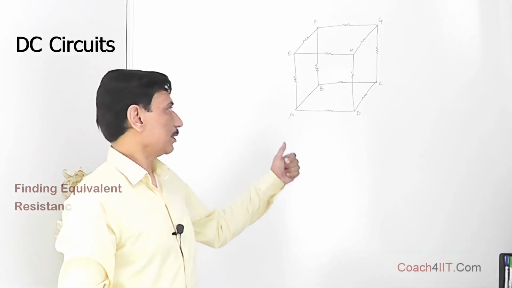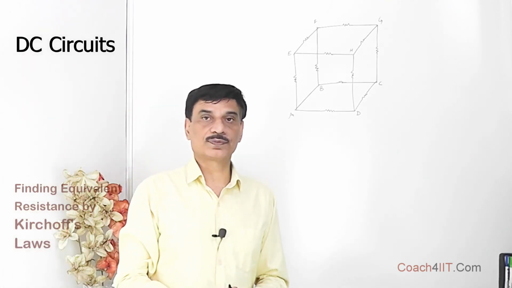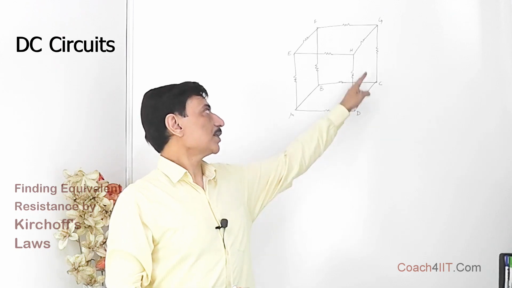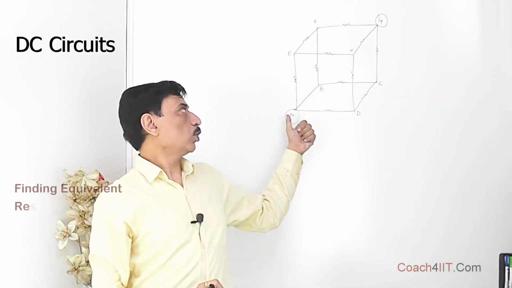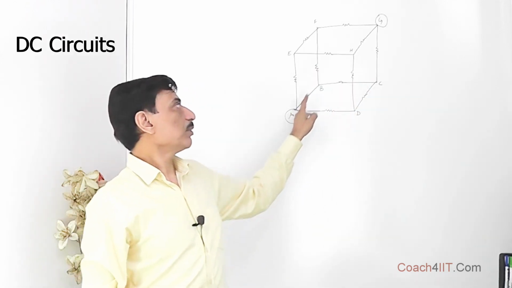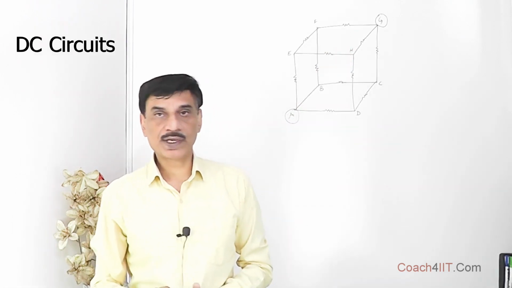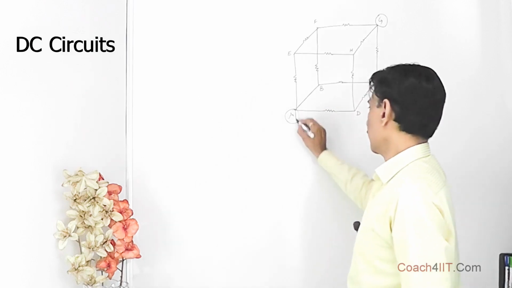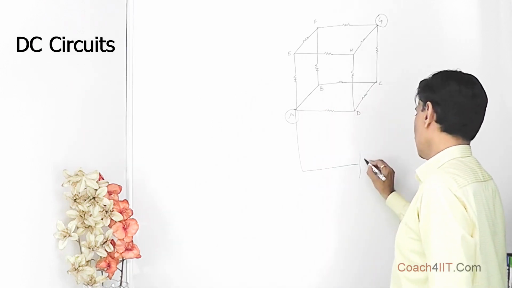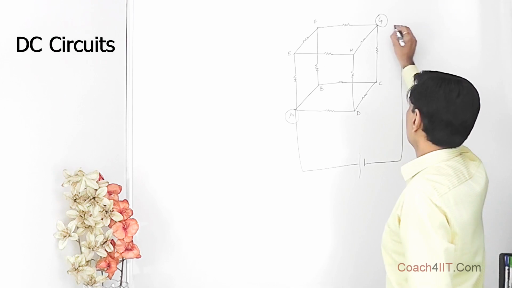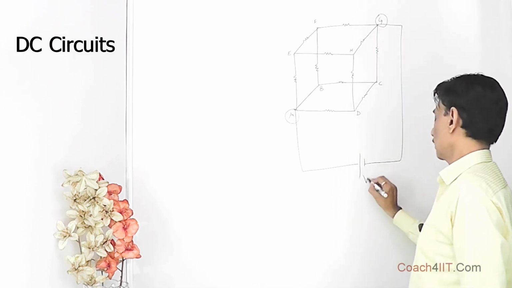...laws to find the equivalent resistance. Like over here, we have a skeleton of a cube where we have only edges, and each edge has a resistance R, and we have to find out what is the equivalent resistance between A and G. So over here, if we have to use the Kirchhoff laws, we can connect it by, let's say, a battery of V volt between these two terminals.